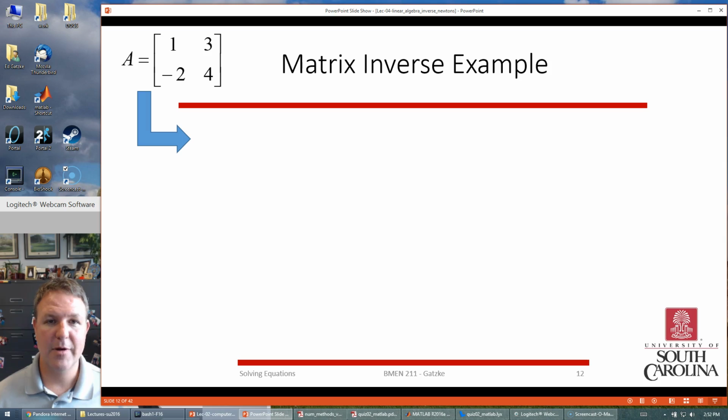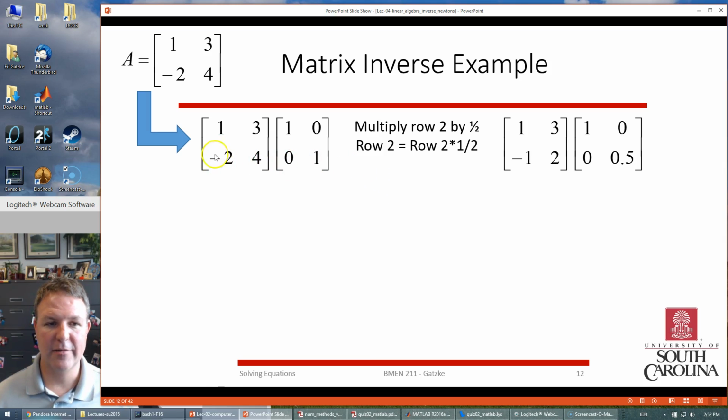If we start out again with a 2 by 2: 1, 3, negative 2, 4. We know the analytical solution, but let's go through this route. We have 1, 3, negative 2, 4, and we put the identity matrix next to it, 1, 0, 0, 1, with 1s on the diagonal from top left to bottom right. We want to get zeros in this position. To do that, one thing we could do is multiply the second row by a half. Every value in this row is multiplied by a scalar value of 1/2. Negative 2 goes to negative 1. 4 goes to 2. 0 stays at 0. 1 goes to 0.5.